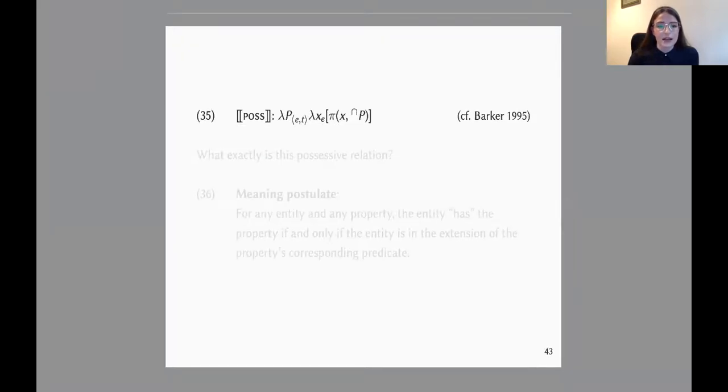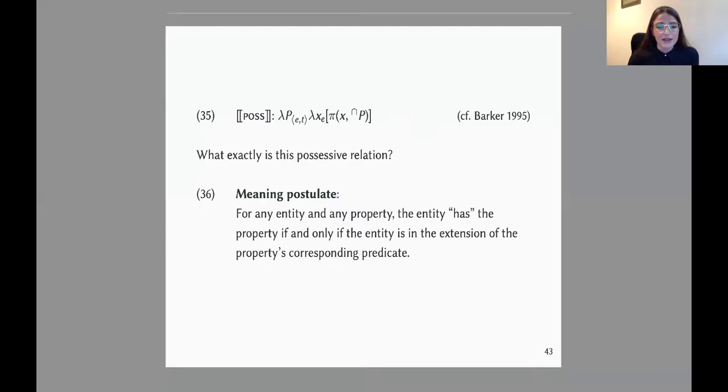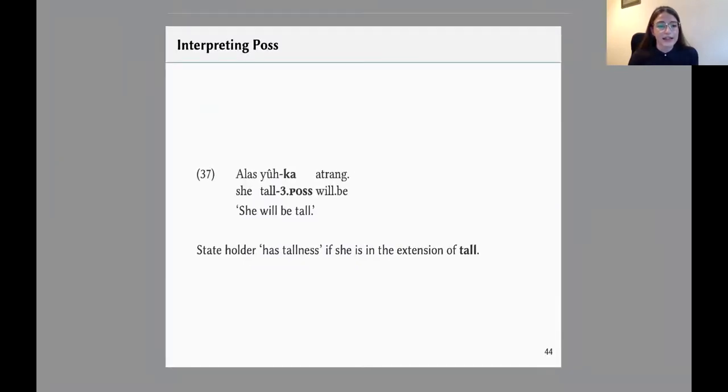So to account for this, they assume a slightly special meaning for pos, which is different from a canonical type of assignment, for example, from Barker 1995. What this does is it establishes a relationship between the possessum basically and the possessor, but it's a different kind of possessive relationship. So what is it? In their account, they state the following meaning postulate for pos. For any entity and any property, the entity has the property if and only if the entity is in the extension of the property's corresponding predicate. Right, so to make that make a bit more sense here, if we take an example like 37, essentially in their semantics, she will be tall is true if and only if she is also in the extension of tall, so she'll count as tall.